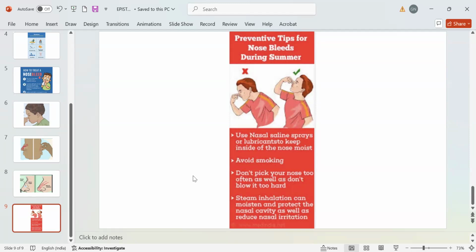So risk factors: it is commonly seen between the ages of 2 to 10 and above 45. In that case, the person will be having high BP, atherosclerosis, bleeding disorders, other things. In pregnancy also it is seen. People taking warfarin, this is also a risk factor. So you have to stop those things.